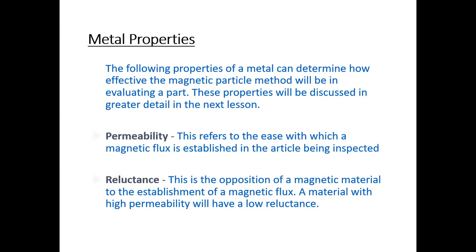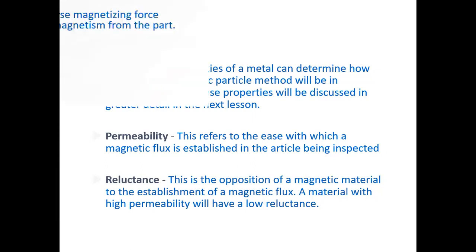Now reluctance is the opposition of magnetic material to the establishment of magnetic flux. A material with high permeability will have low reluctance. This opposition means we are trying to magnetize the job, you are applying current, but it is not easily magnetized. There is resistance to magnetization, and that is known as reluctance. If permeability is high, then the material will be easily magnetized, and in that case reluctance will be low.